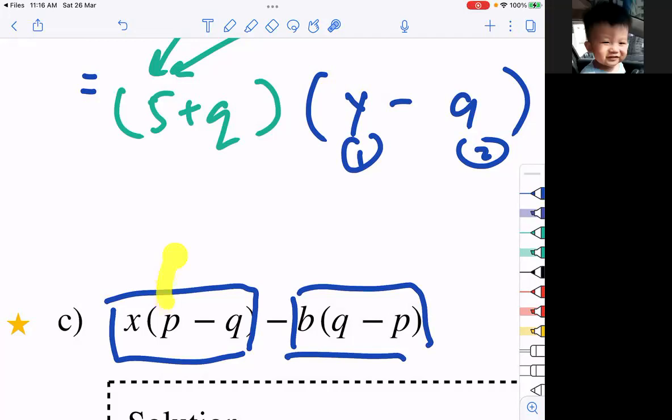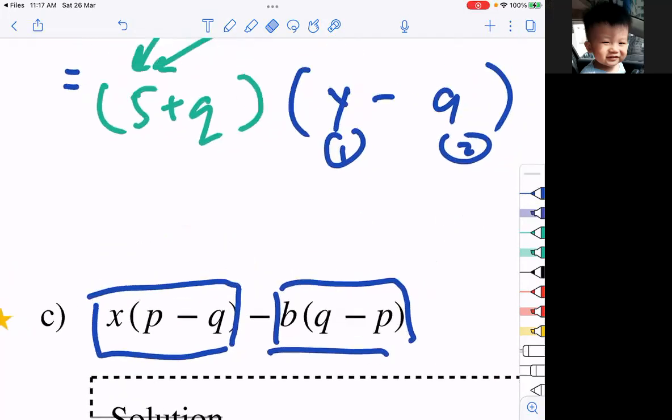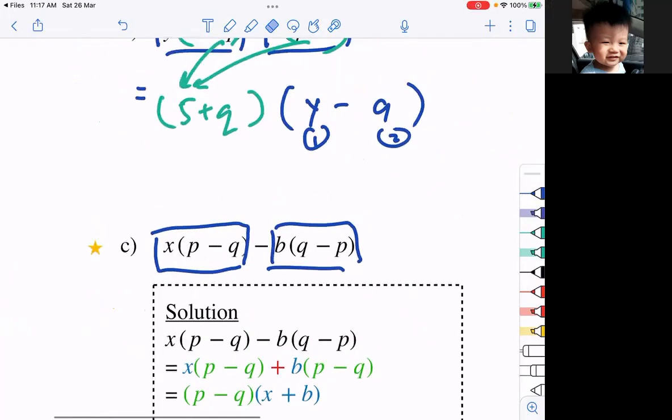Different. They are different. Pretending this was 20. No need to copy now. I'm just picking a fake example. If I had 20 minus 5, the answer is? If I have 5 minus 20, the answer is? Negative 15. So I see a trend. Numerically the same, 15, but one positive, one negative. So can I say they are the same? I cannot. So in this case, what we do is, you can change one of them.